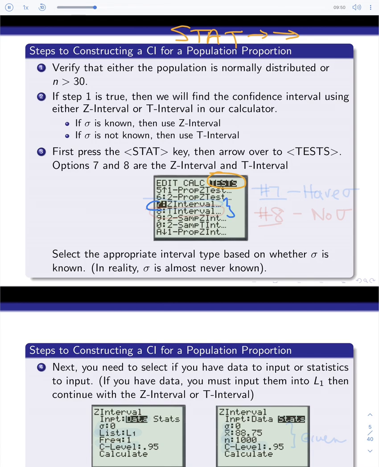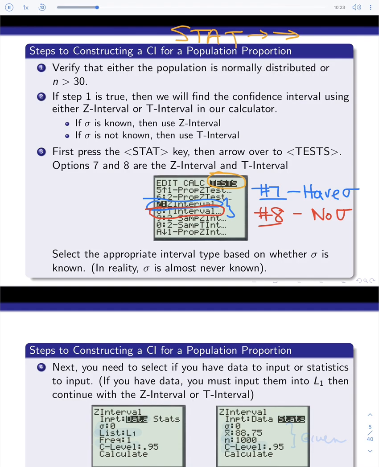Number 7 is going to do our confidence interval if we can use Z's. And number 8 is going to do our confidence interval using T's if we don't have sigma. So we're going to use number 7, the Z's, if we have sigma, if we have a population standard deviation. And we're going to use number 8 if we do not have sigma.